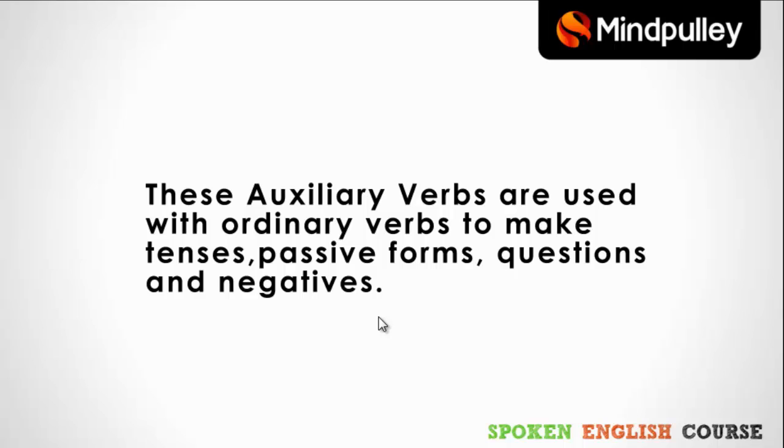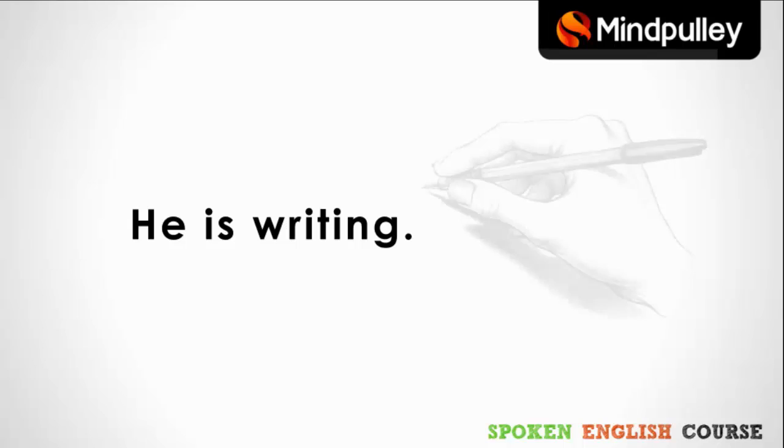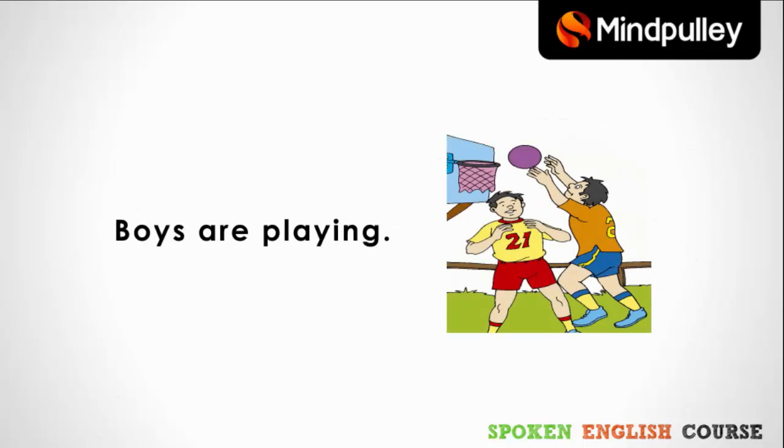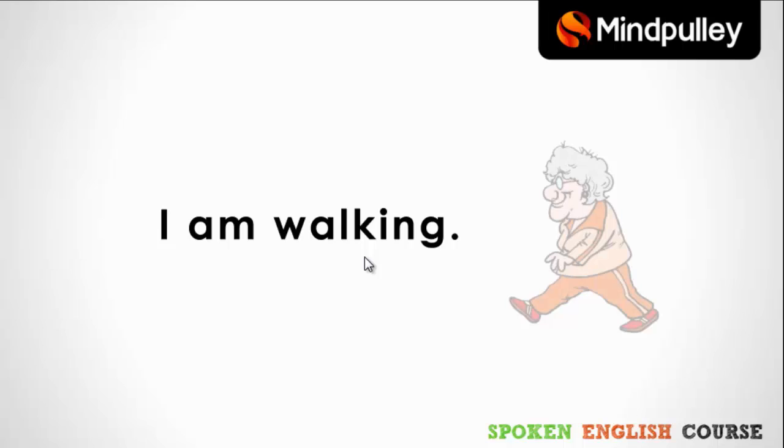फॉर एग्जाम्पल, लाइक ही इज राइटिंग. इन दिस सेंटेंस, is is an auxiliary verb. Boys are playing. In this sentence, are is an auxiliary verb. I am walking. In this sentence, am is an auxiliary verb. Note that auxiliary verb am will only come with I.